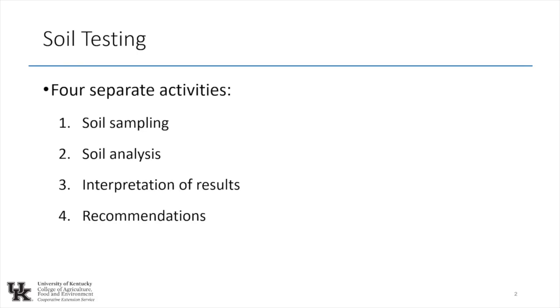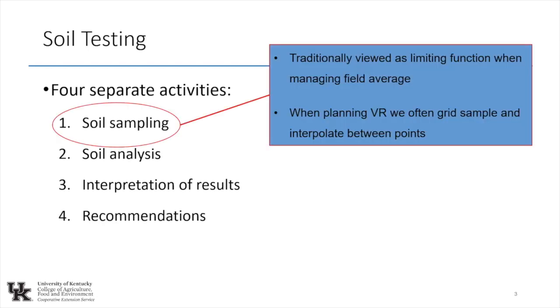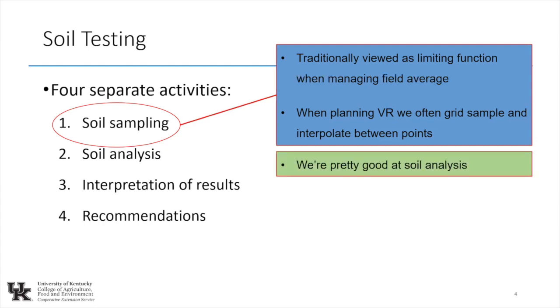Soil testing is actually four separate activities. First, we have soil sampling. That's collecting the soil from the field. And traditionally, when we were practicing conventional agriculture, we viewed this as the limiting function, mainly because we weren't covering that field adequately to get the field variability all included in the average. When we're planning to do variable rate, we often grid sample and interpolate between the points. And that's what we're going to spend a fair amount of time talking about during this presentation.